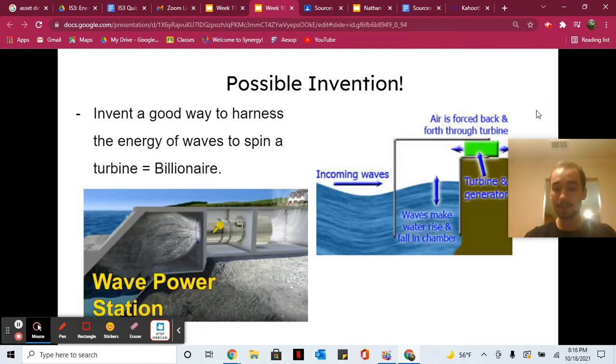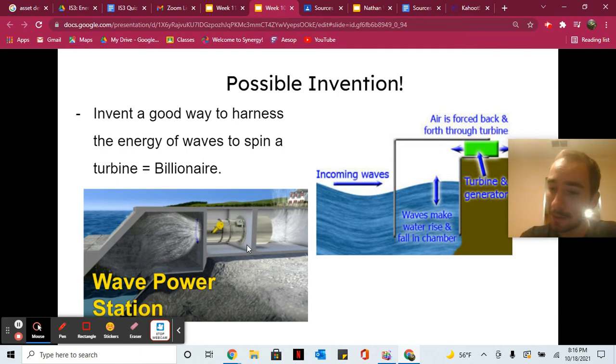Okay. So you may remember, if you've been to the Bay Area, there are constantly waves going. And these waves have enough energy to spin a turbine without putting any work in. In theory, you could set up a station where these waves had enough energy to spin a turbine and you get electricity that way.